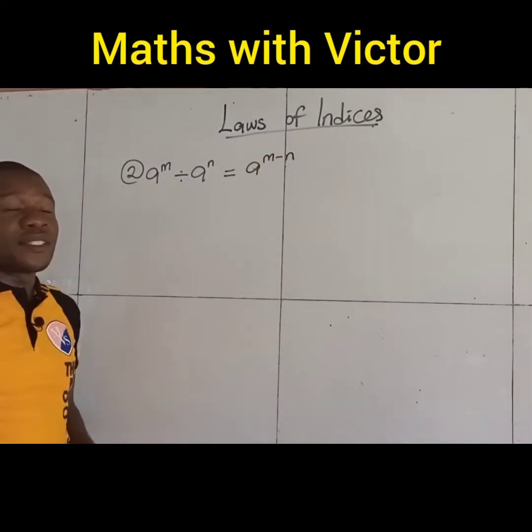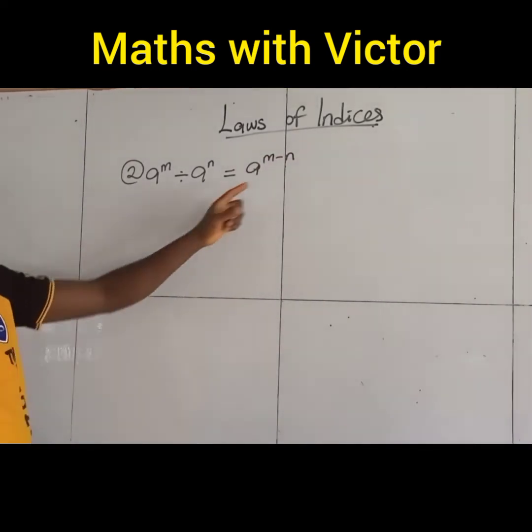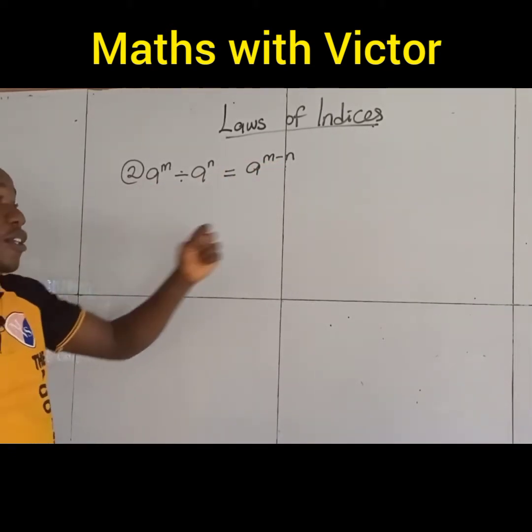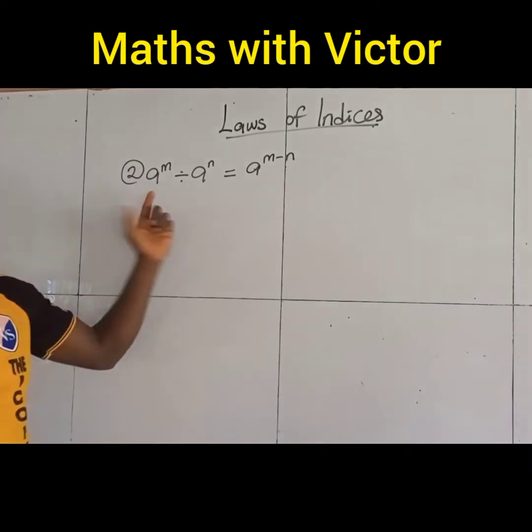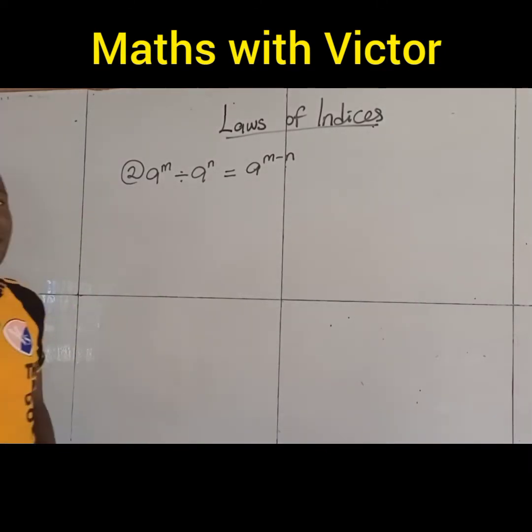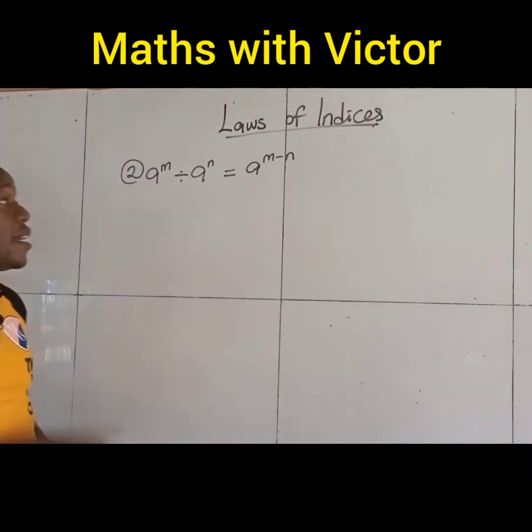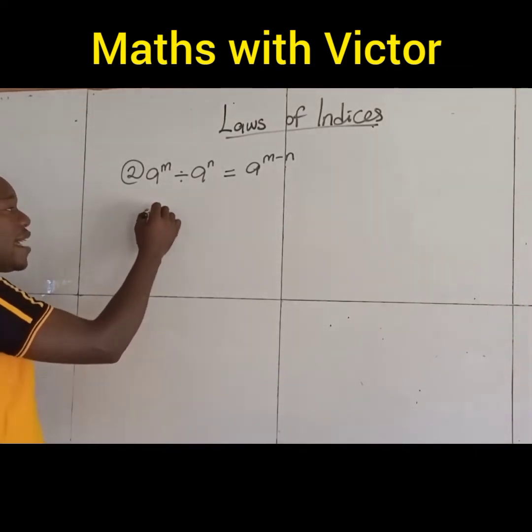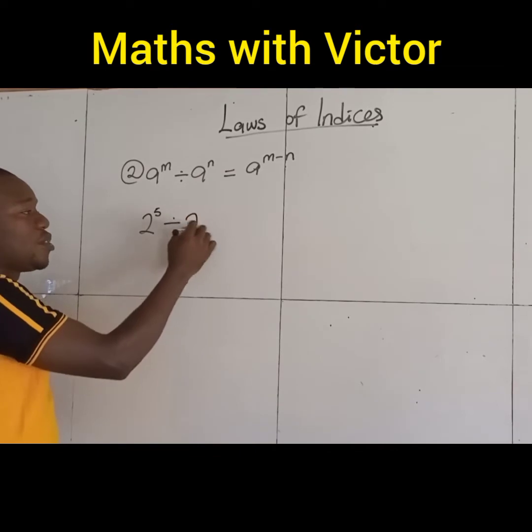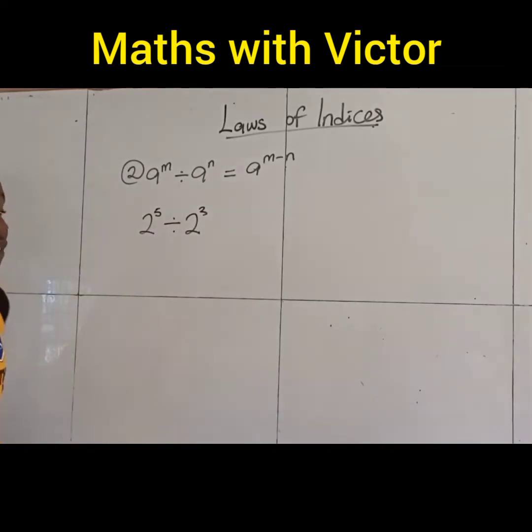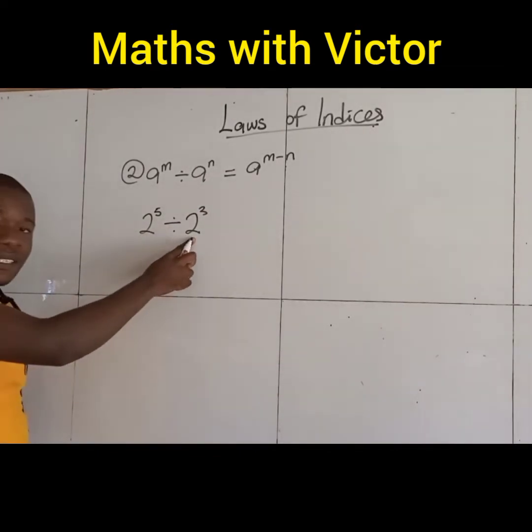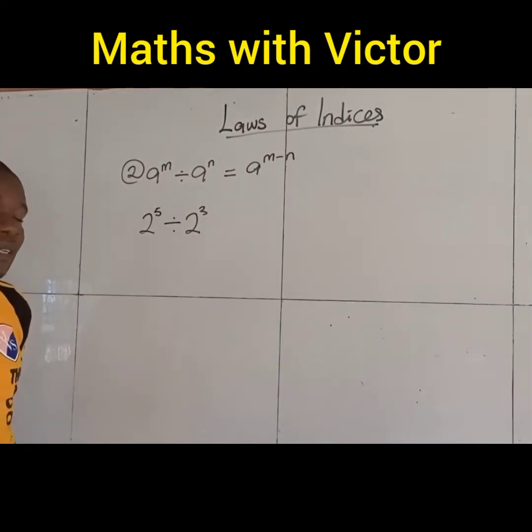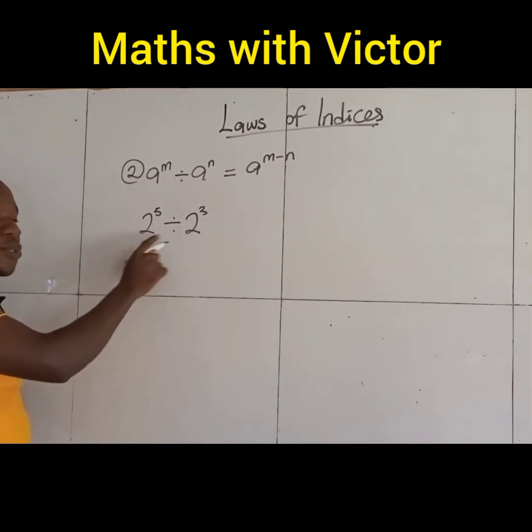m minus n. So you apply the law of subtraction of powers when they are dividing, and the law of addition of powers when they are multiplying, like we've seen in the first law of indices. Then a simple illustration of this law, if you have 2 raised to the power 5 divided by 2 raised to the power 3, if you look at this very well, the bases are the same. The laws must be applied when the bases are the same thing, a and a, 2 and 2.